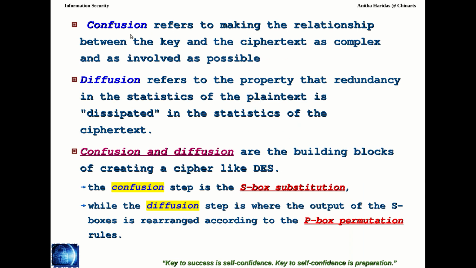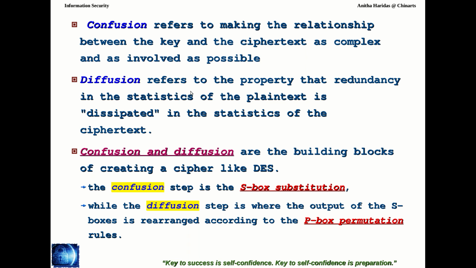Let us see what is confusion and what is diffusion. Confusion refers to making the relationship between the key and the ciphertext as complex and involved as possible. So if you want to make the ciphertext as complex as possible, then we can have confusion.